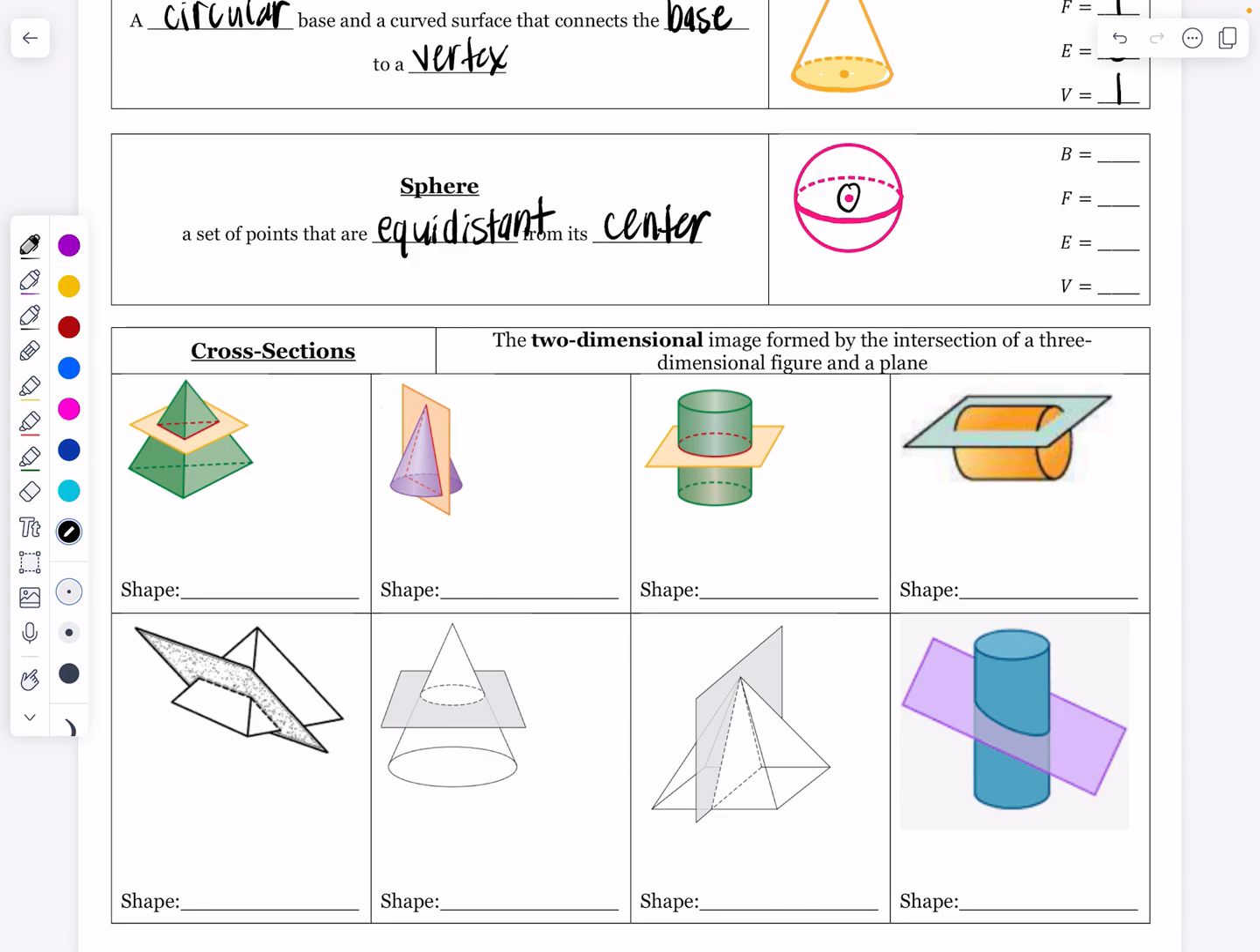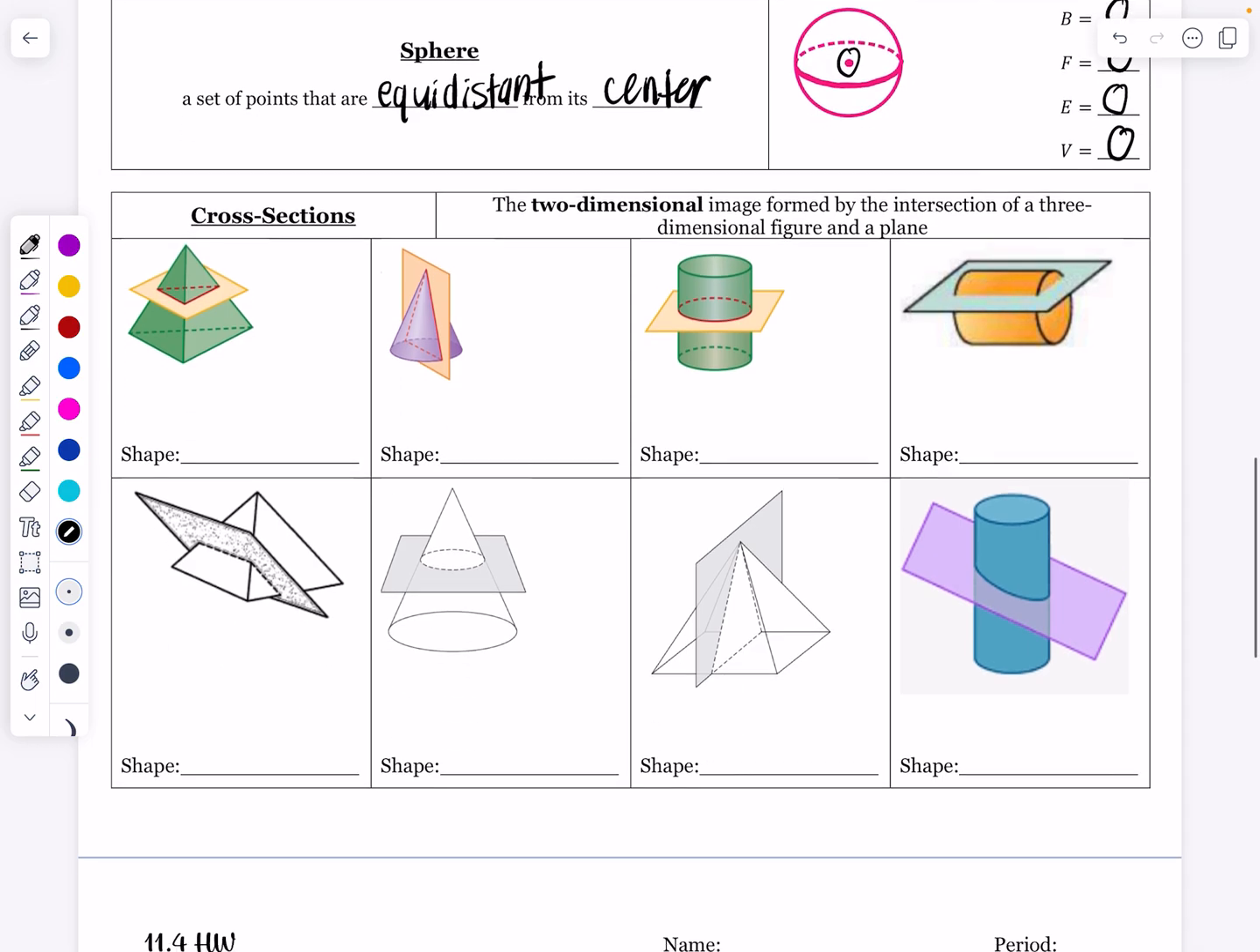So how many bases does it have? 0. There's no polygons in that shape. How many faces does it have? 0. How many edges are there on a ball? 0. How many vertices are there on a ball? 0. Okay. The last thing we're going to look at is cross sections.